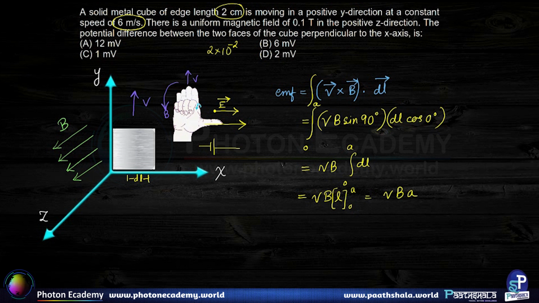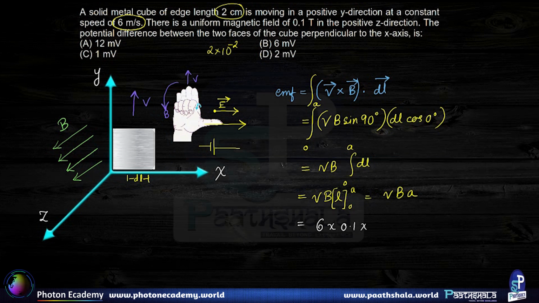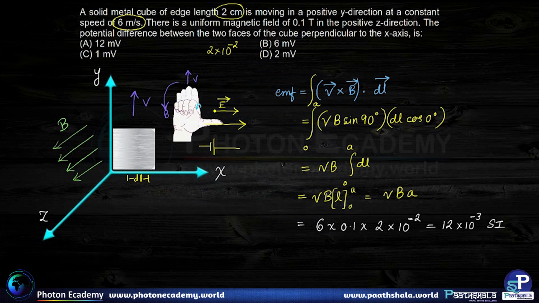Now we just have to plug in the values, and the values happen to be V is 6 meters per second. Alright, B happens to be 0.1, and A happens to be 2 centimeters. So that is 2 into 10 raised to minus 2 meters. So this happens to be 12 into 10 raised to minus 3 in SI units. That is volts, because we are talking about EMF, so that is equal to 12 millivolts. So the option that has to be marked is option A.